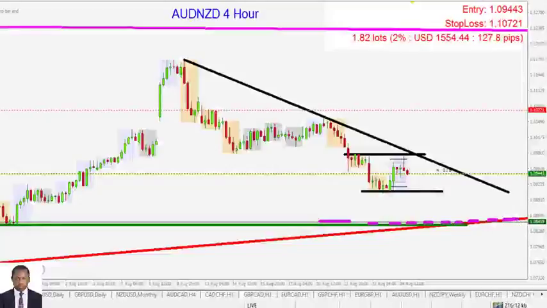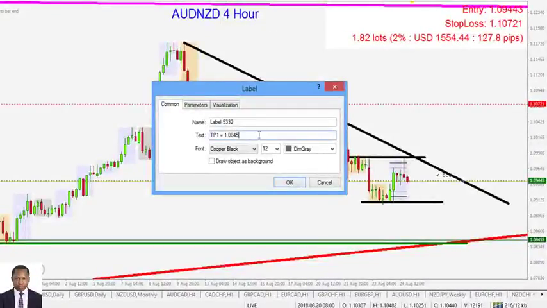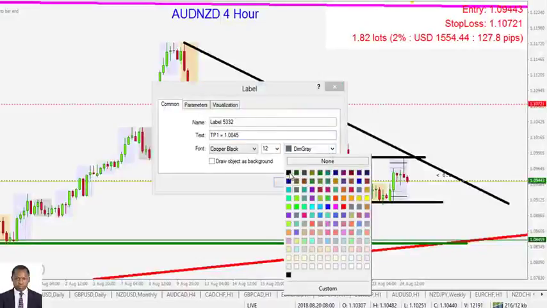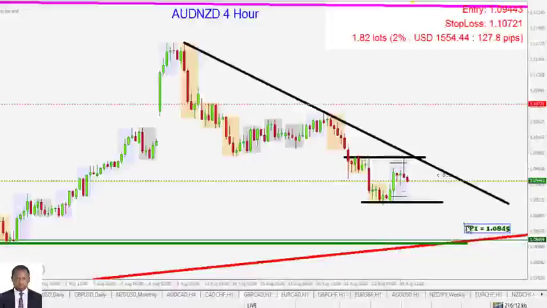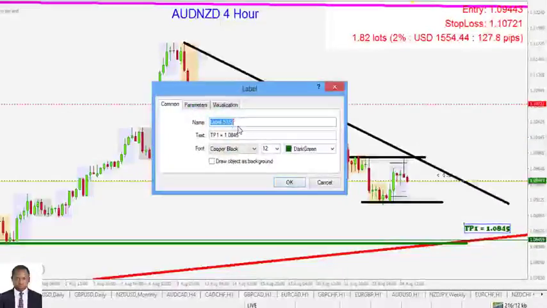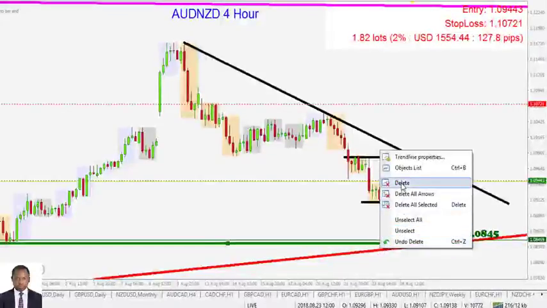somewhere around here. Let me actually type that out. 4-5 level. Of course, this will be sent in the Telegram channel for those of you who are in the Telegram signal group. That will be the first profit target area. Let me take out these levels.